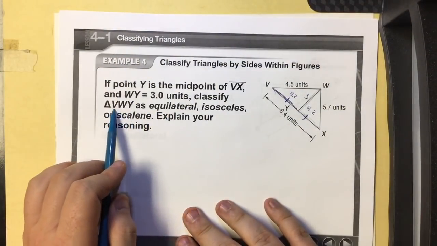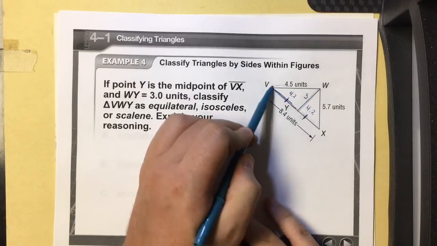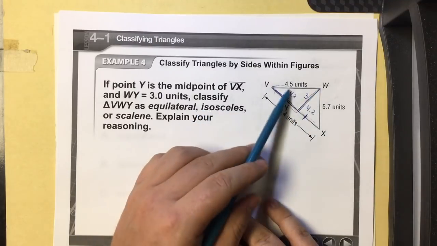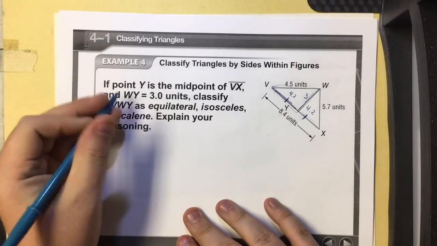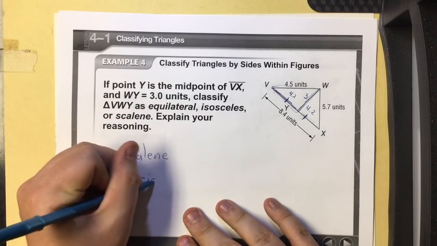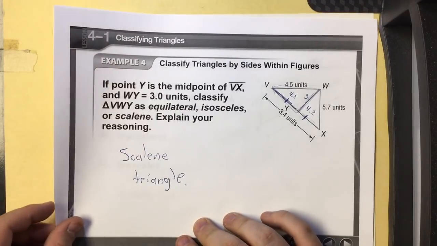And we want to classify VWY. It's just this half of it here. One side's 4.5, one side's 3, and one's 4.2. Since they're all different, we will call this a scalene triangle. If all three sides are different lengths, that makes it scalene.